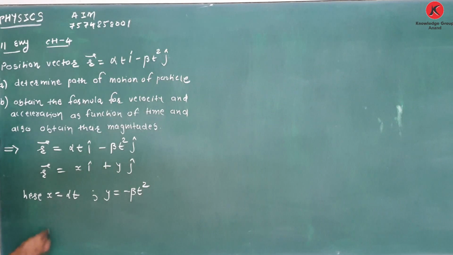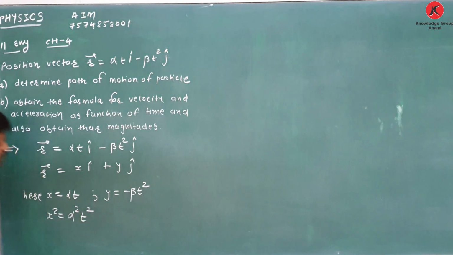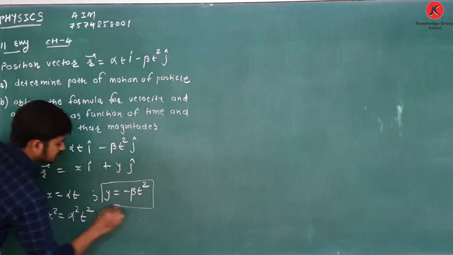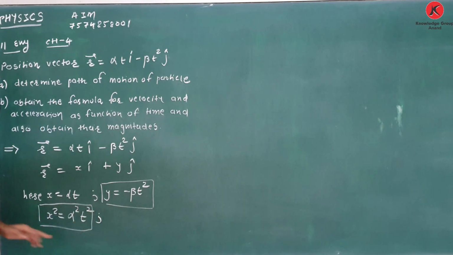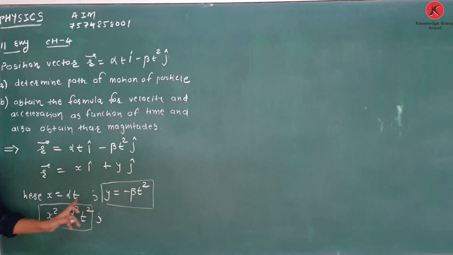So I will square this equation. x square is equal to alpha square t square. Now I have two equations, y and x square. Why we are taking square of x? In equation of y it is t square, here it is only t. To eliminate t, here we have to do x square.